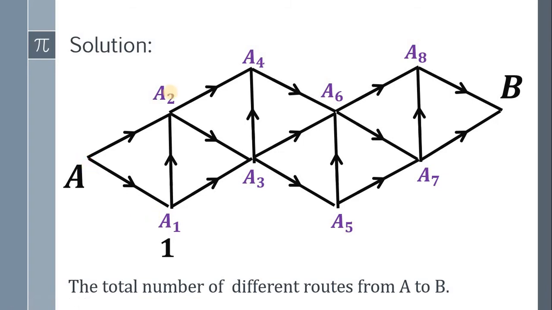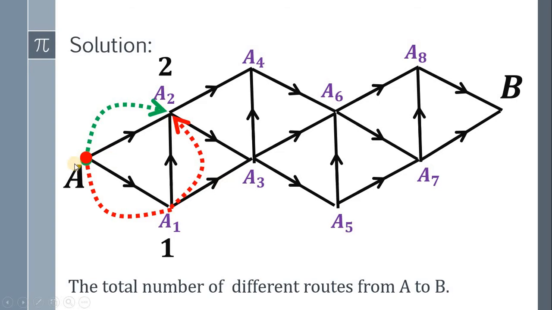How many different routes from A to A sub 2? There are two different routes. Here's the first one, from A directly to A sub 2. The other route must be from A to A sub 1 and then go to A sub 2. So to go to A sub 2, we have two different routes. Now, how about A sub 3?